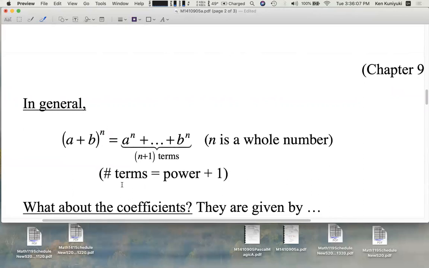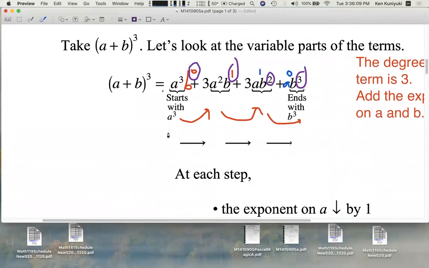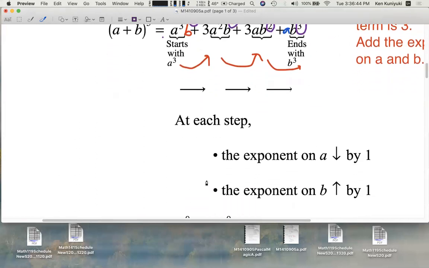Now, what about the coefficients? So we've talked about how to get these variable parts here. And by the way, I'll give you a moment to write down the variable parts for a plus b all to the 4th. So if you were to do a plus b all to the 4th, what would be the variable parts, ignoring the coefficients for now? I'll give you 15 seconds. Okay, so we'll check on that in just a moment.